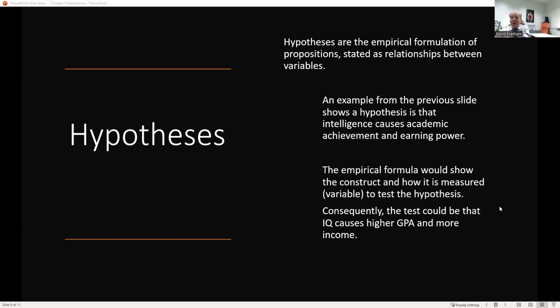Earning power could be measured as income. Academic achievement can be measured as GPA, or whether you've achieved your college degree. Those are numerical numbers that measure the variables that measure the construct. So the test that IQ causes higher GPA and more income is a hypothesis. And these hypotheses are what drives statistical analysis.